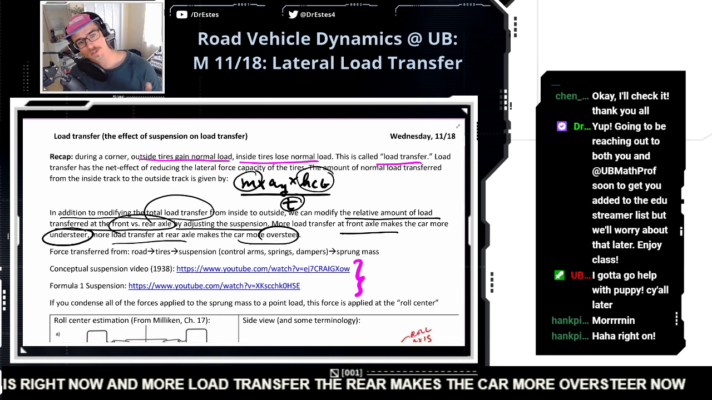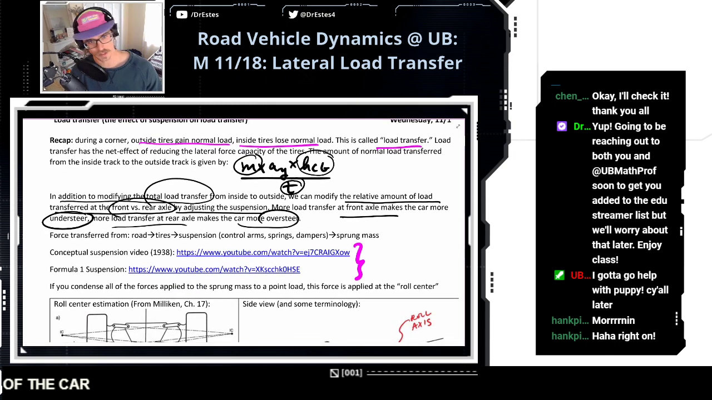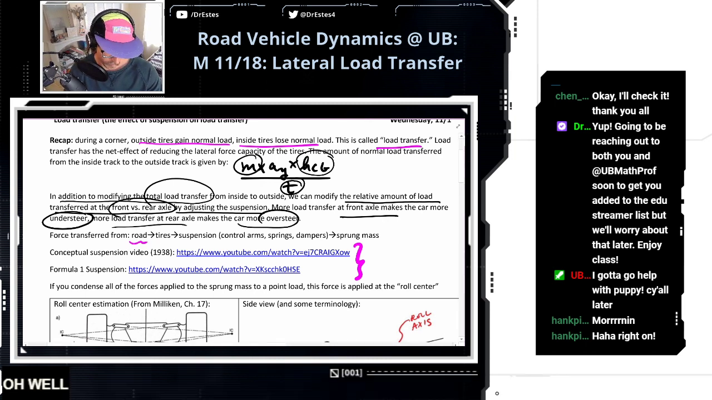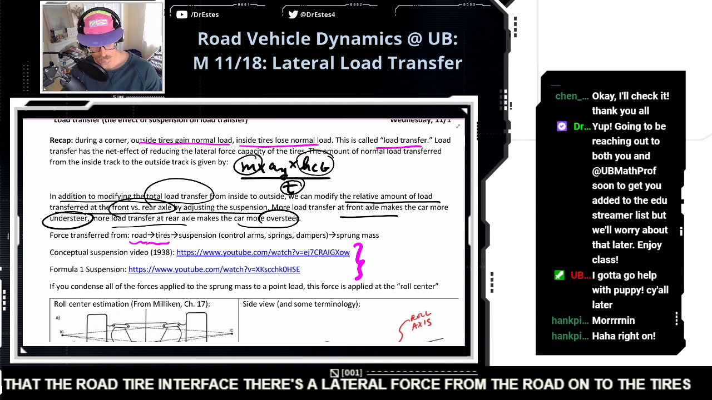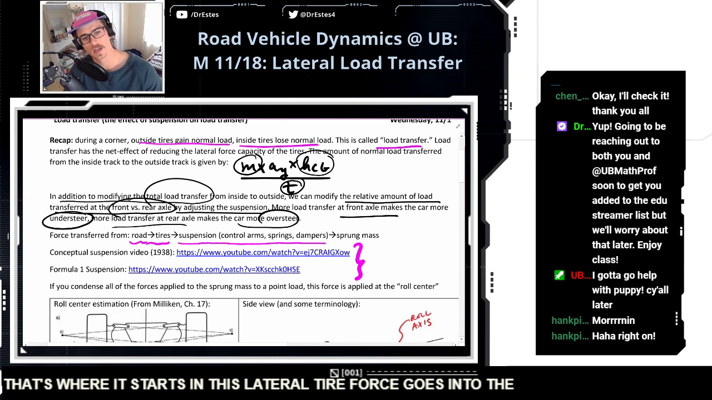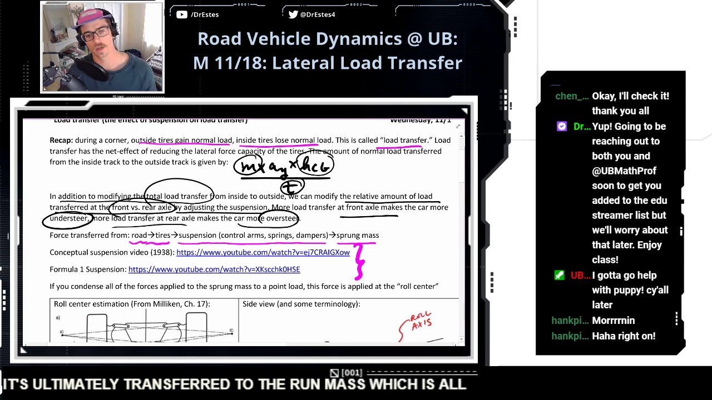Now, it's important at this point to talk about the transfer of force eventually to the CG of the car. So from studying tires, the first place that this load transfer occurs is at the road tire interface. There's a lateral force from the road onto the tires. That's where it starts. Then this lateral tire force goes into the suspension, and then it's ultimately transferred to the sprung mass, which is all the mass above your suspension.